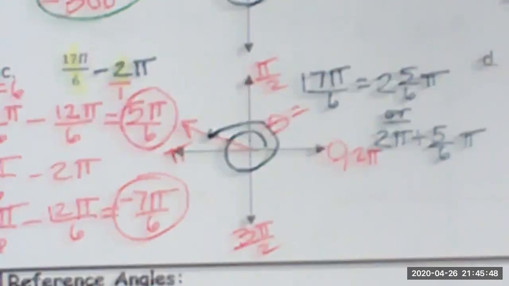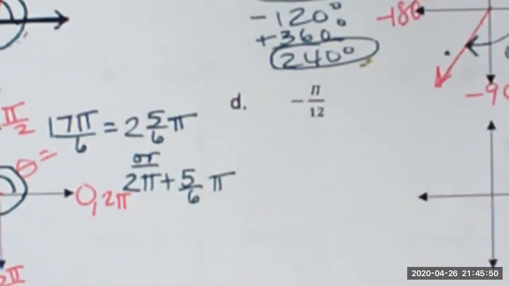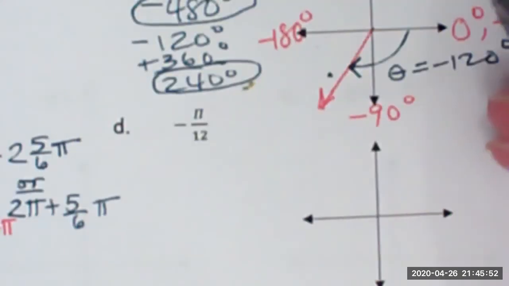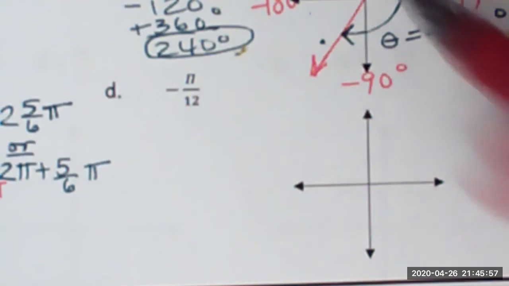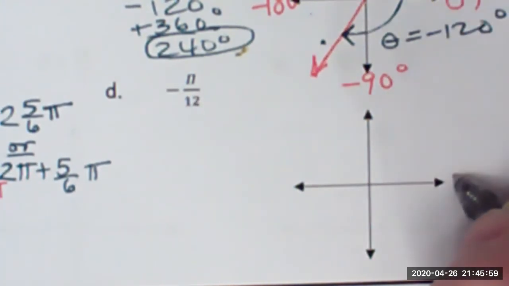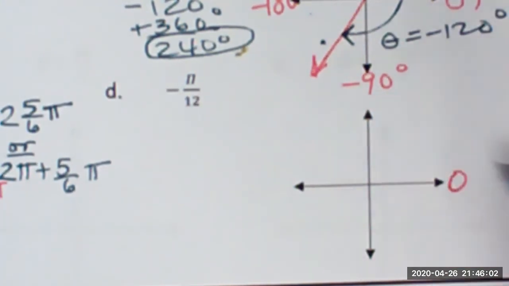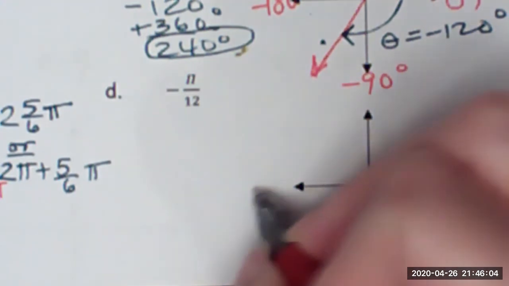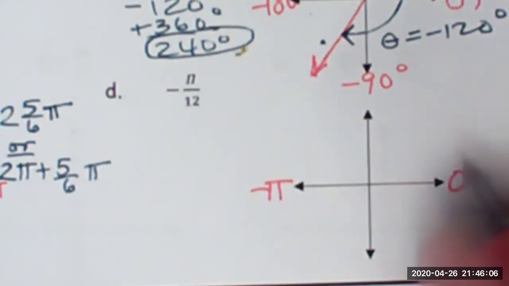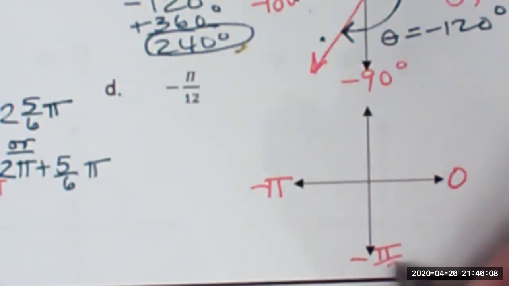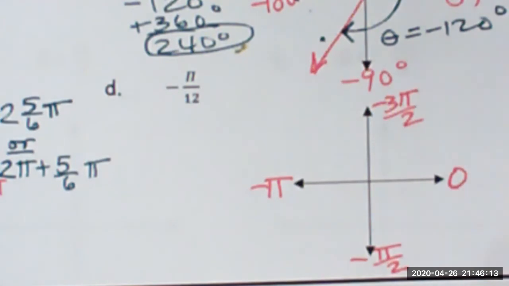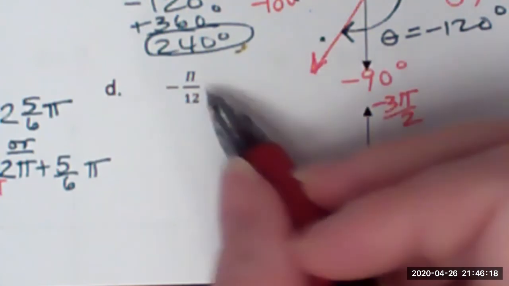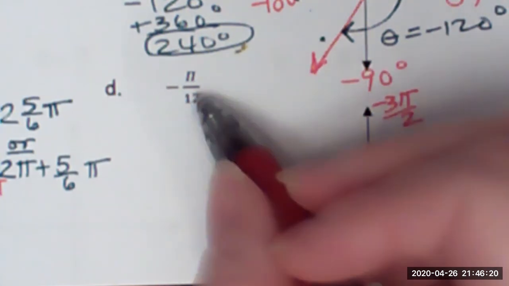Okay, and so last one here in terms of coterminal angles, we've got negative pi over 12. If you were going to label, you would label in the negative direction. So you'd have 0 radians, negative pi radians. This would be negative pi over 2 radians, and this would be negative 3 pi over 2 radians. In terms of finding the coterminal angles, let's do that first.